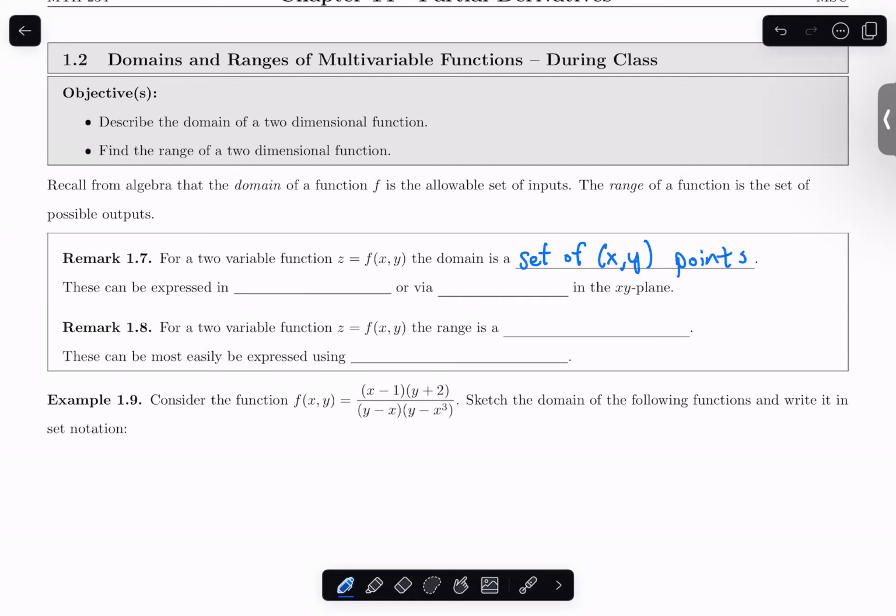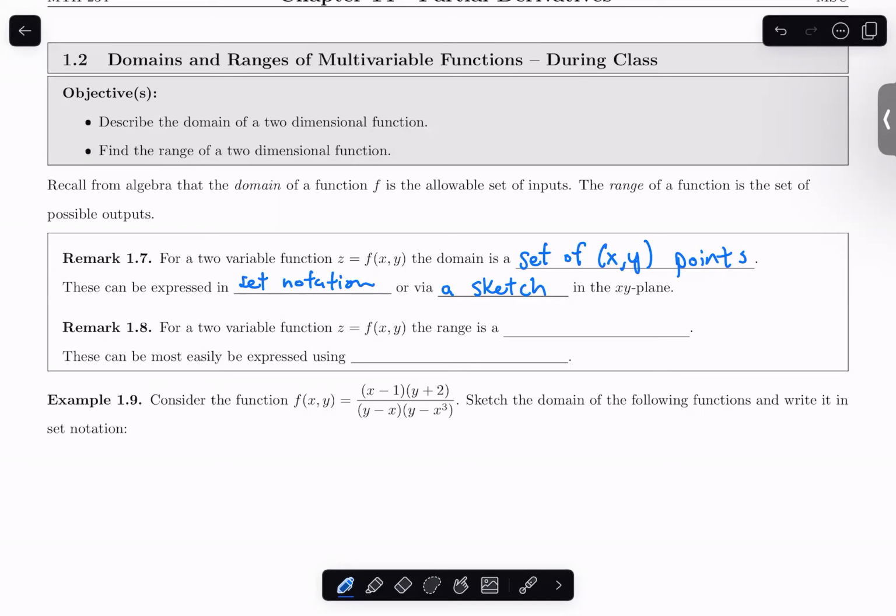These can be expressed in set notation, so we'll go over that. Curly braces and all that sort of stuff, or via graphs or a sketch in the xy plane. So you'll see a decent amount in the WebWork homework, right? If it wants you to do something with a domain, it'll probably give you some multiple choice. It'll give you several sketches of what it could look like, and you need to choose which one's the correct domain for the function given.